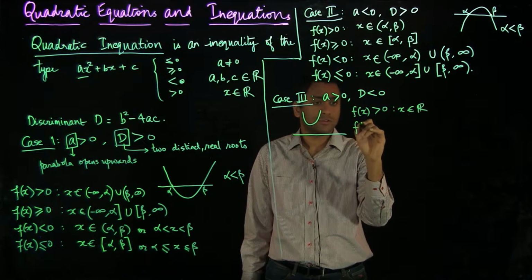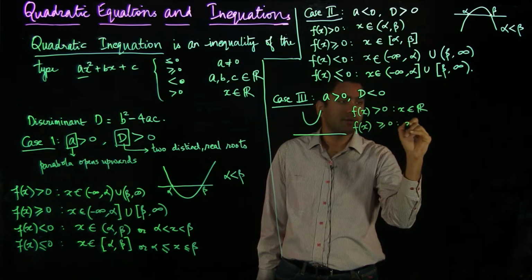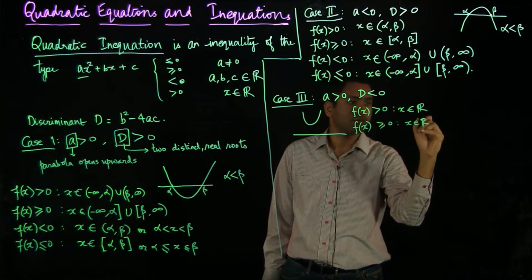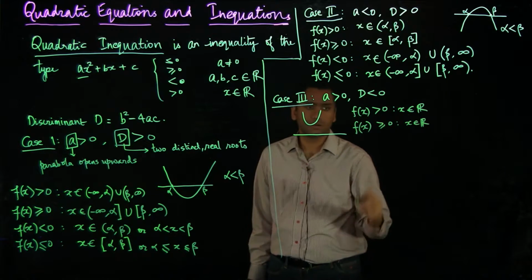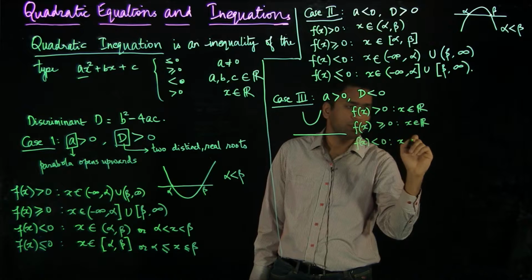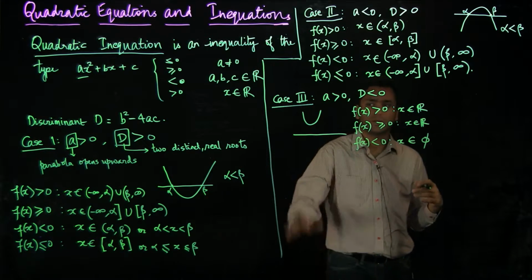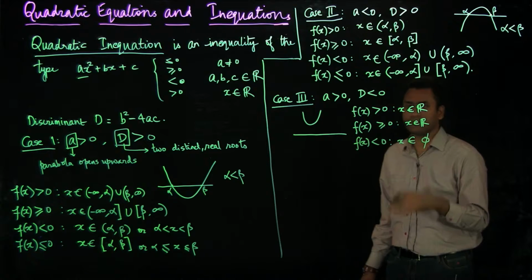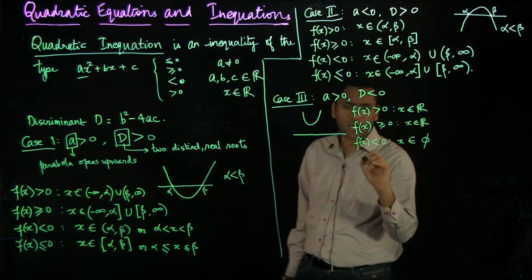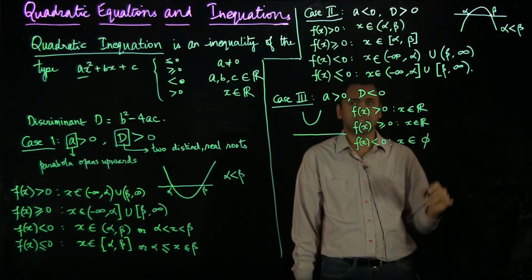And so if you were to solve f(x) greater than or equal to 0, that would also be the set of real numbers, because it can never be 0. And the solution of f(x) less than 0 would actually be the null set, because there is no possible real number in which the value of f(x) can be negative, or even if you were to do less than or equal to, then you would still land up with the null set.